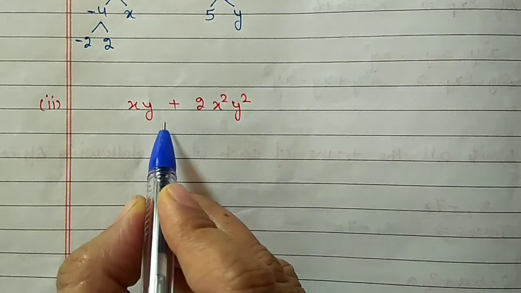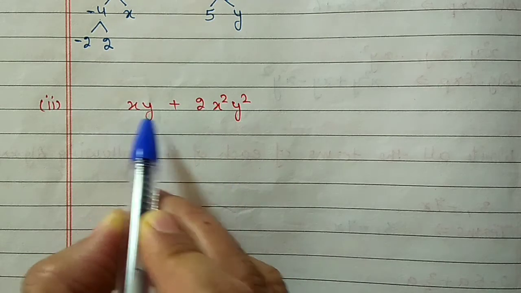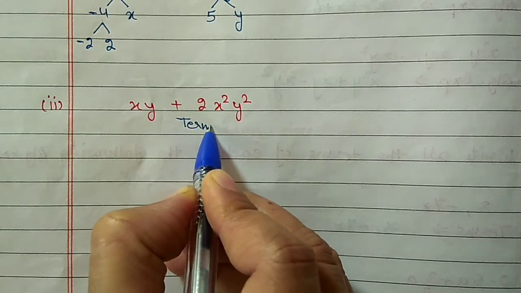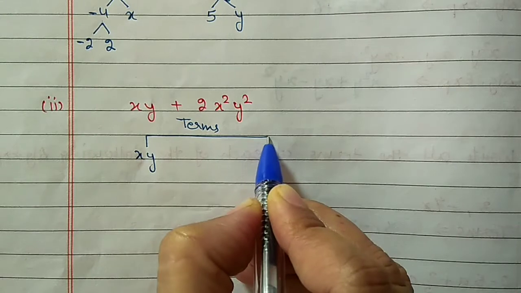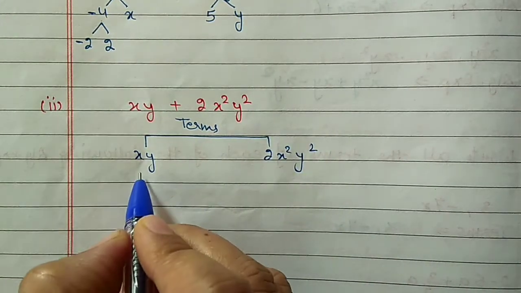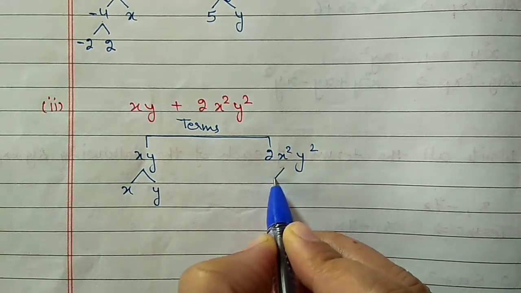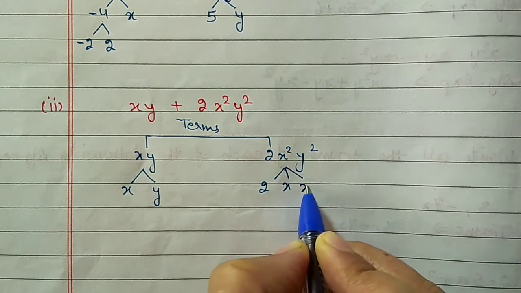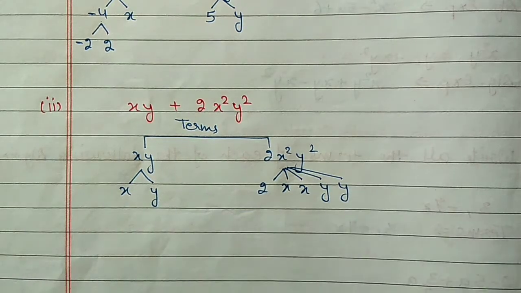Next, second part, in this also we have two terms. One symbol is there, the plus symbol. This is the first term, this is the second term. So we have two terms: first is xy and second term is 2x square y square. Now we have to write it as factors. We can write it as x into y, and this we can write as 2 into x into x into y into y. We can split it like this.